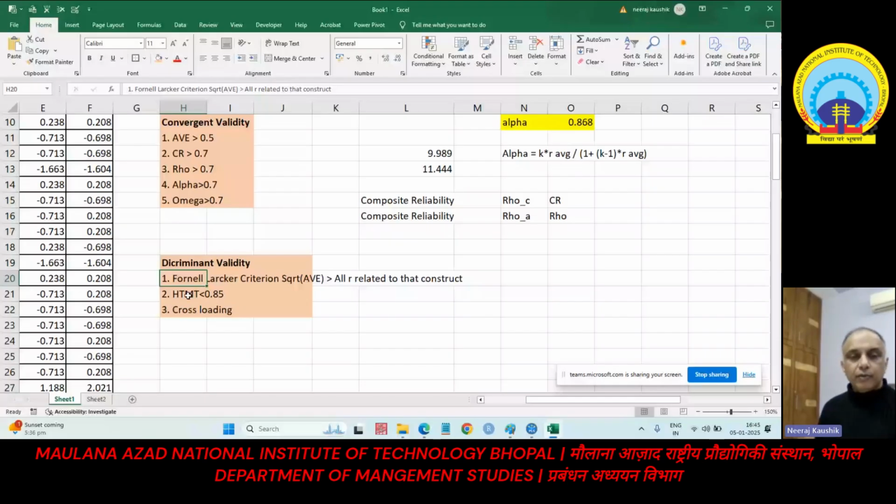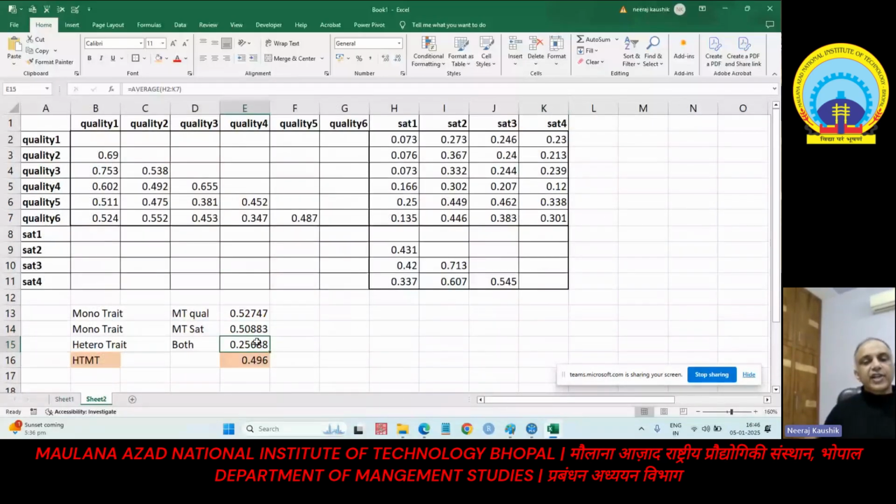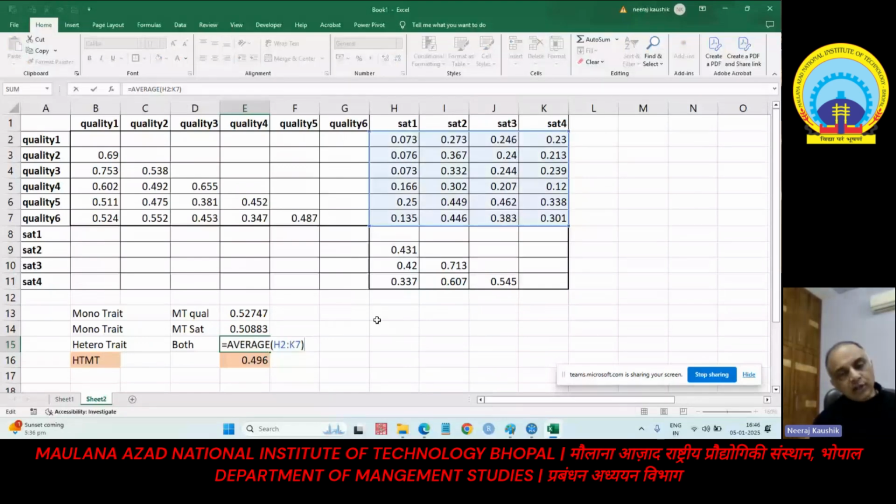Sir, if you can just explain how HT is calculated, HT and the ratio. Yes, just check this out. It's the average of all the correlations of all the items of satisfaction and quality, every item with every item. So 6 into 4, 24 are there. The average of these 24 correlation values is called the HT, heterotrait.